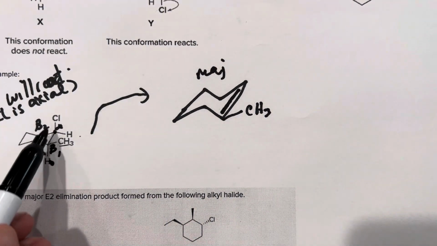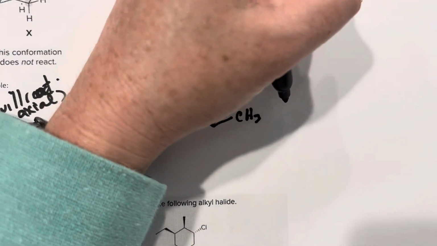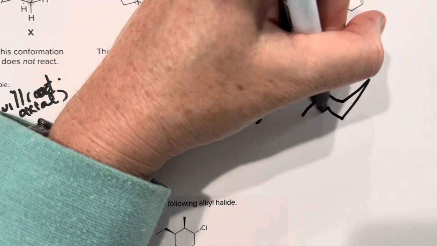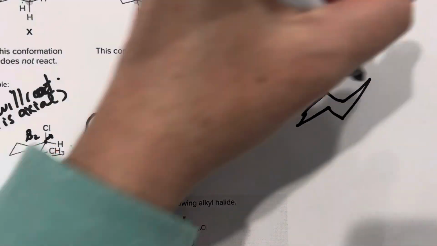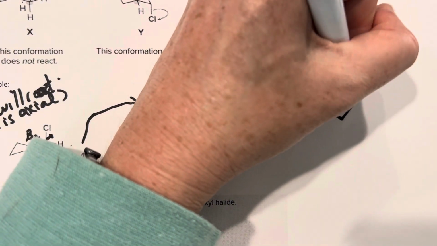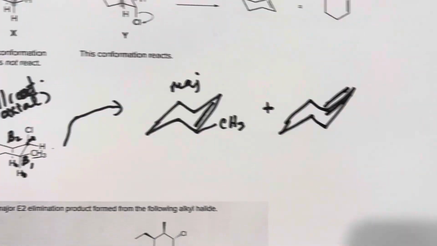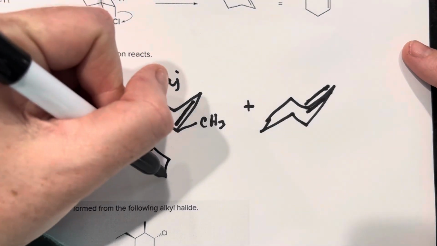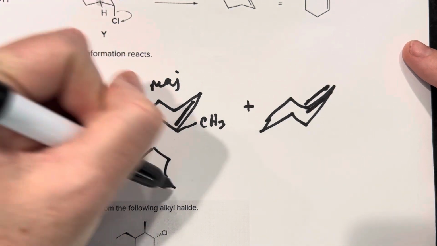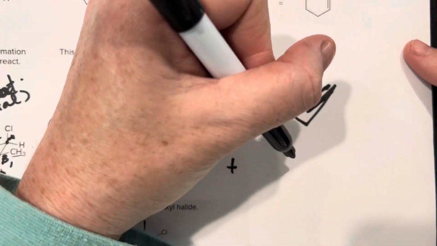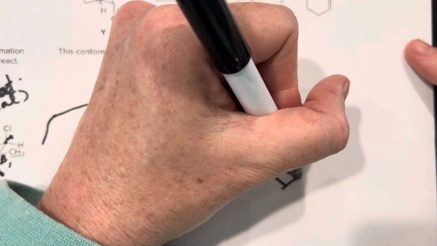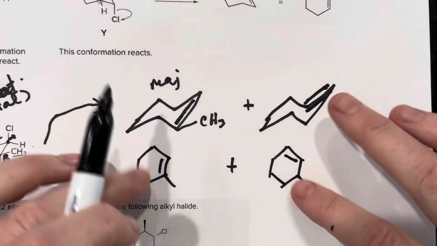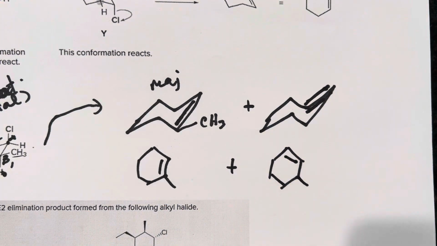Now you could also get a minor product, which would be between the alpha and the beta 2. I didn't leave a lot of space for it, but it would be right there. You could redraw that as a cyclohexane. So these two are equivalent. Okay, so hopefully that helps a little bit.